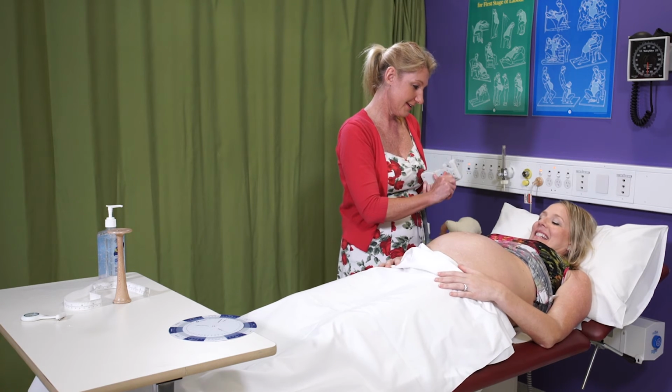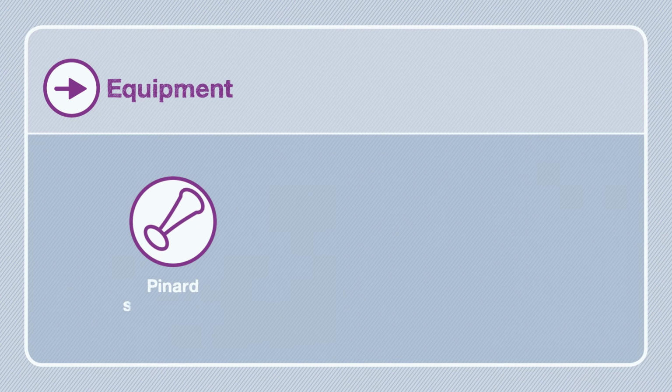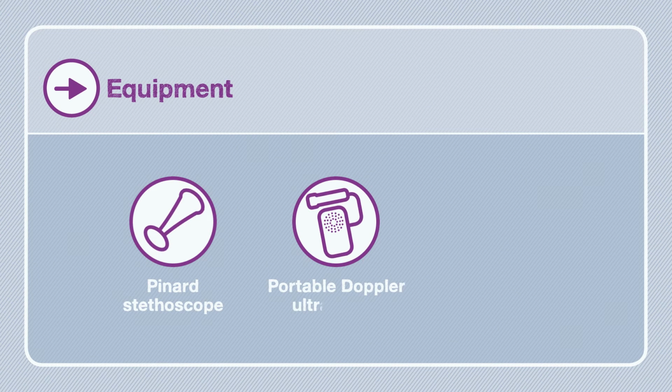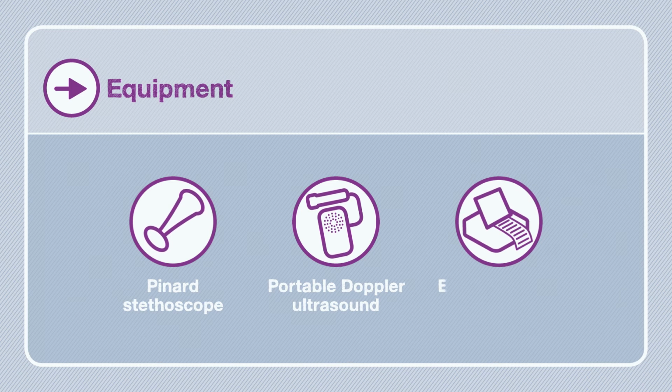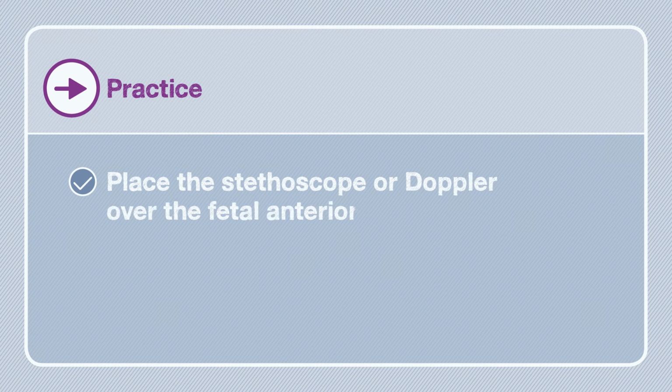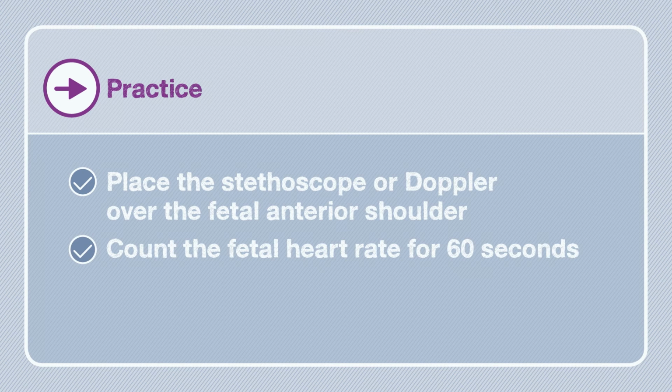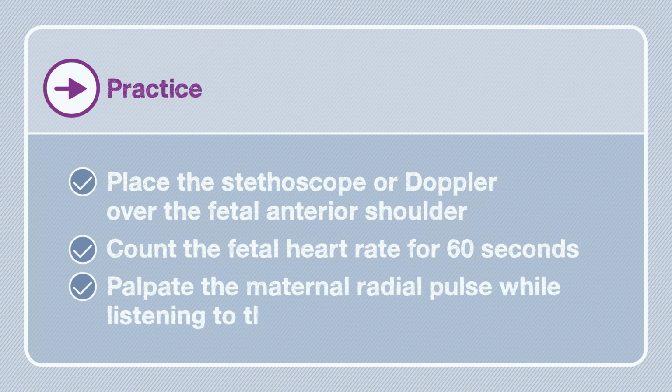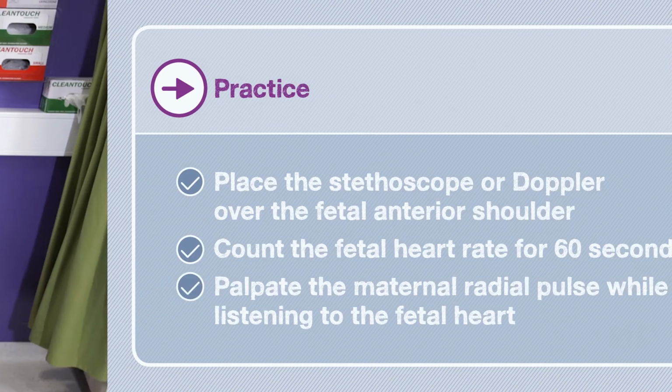To perform an auscultation, you will need either a Pinard stethoscope, a portable Doppler ultrasound, or an electronic fetal heart rate monitor. The practice is to place the stethoscope or Doppler over the fetal anterior shoulder and count the fetal heart rate for 60 seconds. The midwife should palpate the maternal radial pulse while listening to the fetal heart rate to ensure that the fetal heart rate has been heard.